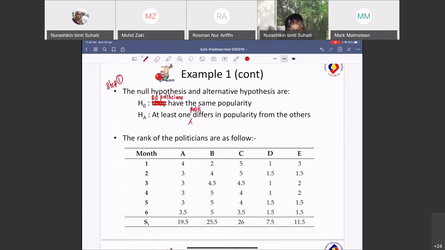So whenever you write the hypothesis and also the conclusion, please be specific based on the problem that you analyze. Don't say all samples. I mean, that's fine, but it would be much better if, like in this case, you refer back to the question. We are talking about politicians, right? So just mention it specifically.